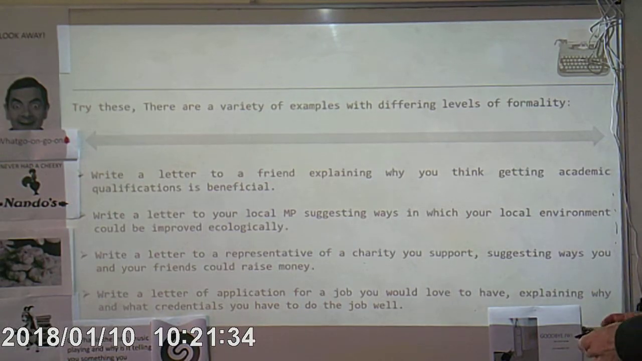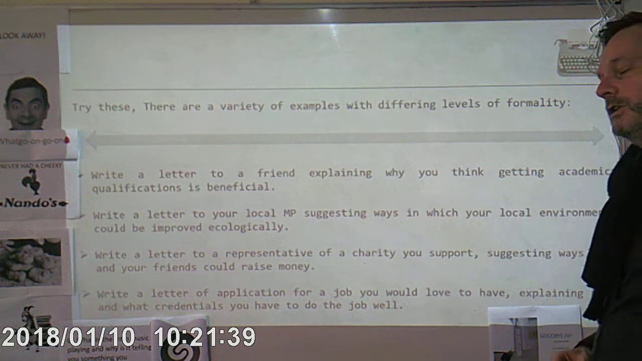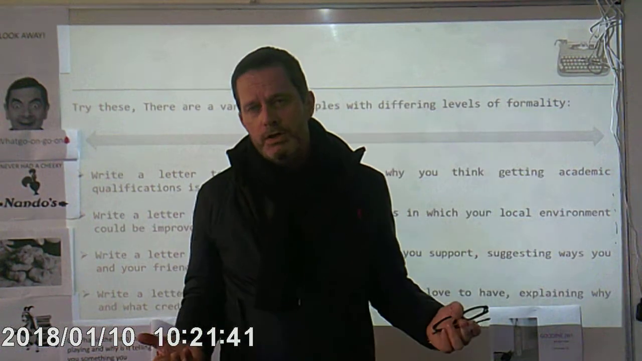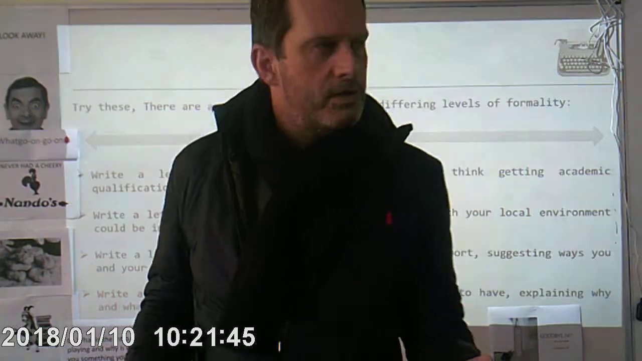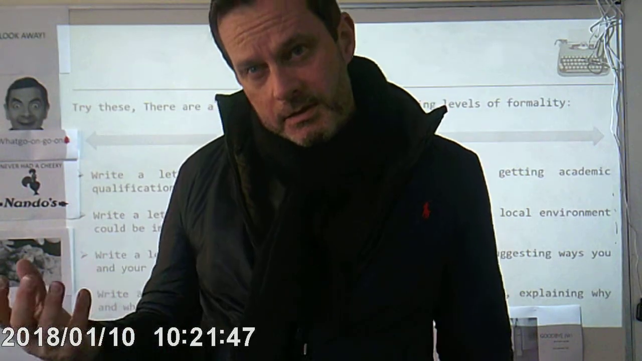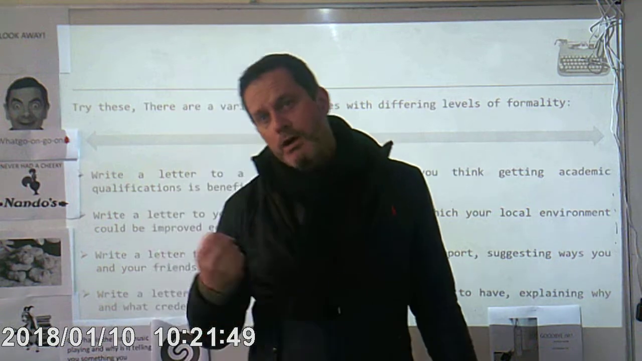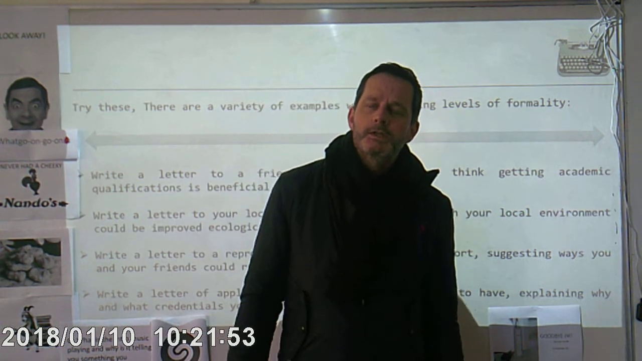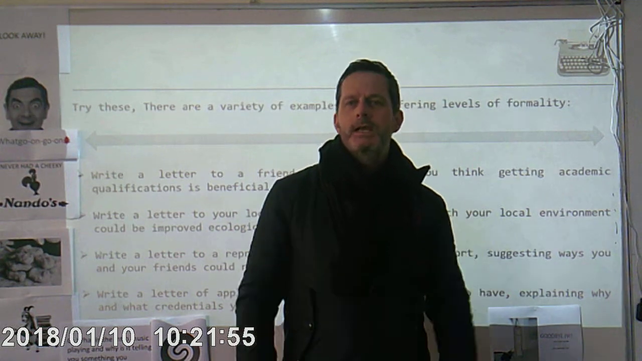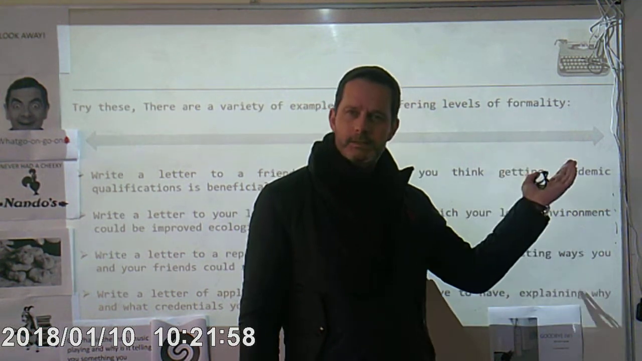Write a letter to your local MP suggesting ways in which your local environment could be improved ecologically. So what things could we be doing? One of the wonderful benefits, if there is such a thing, from all of this circumstance we're in at the moment, is that the earth is very rapidly somehow healing itself in certain ways. Okay? How could we maintain that? This is what I'm talking about, the date.